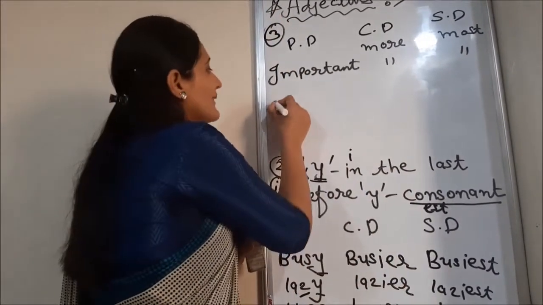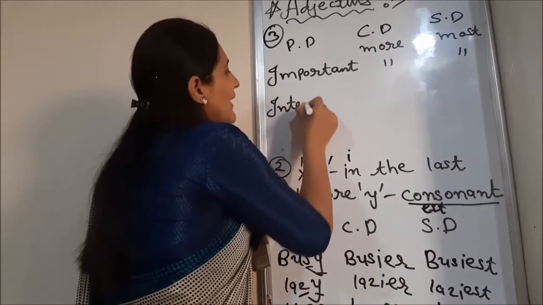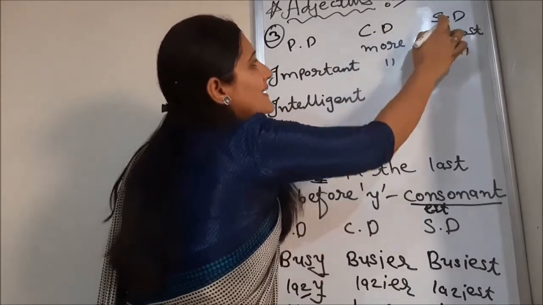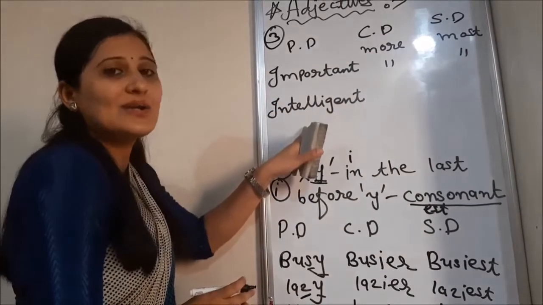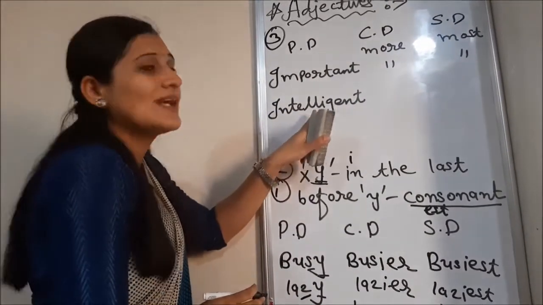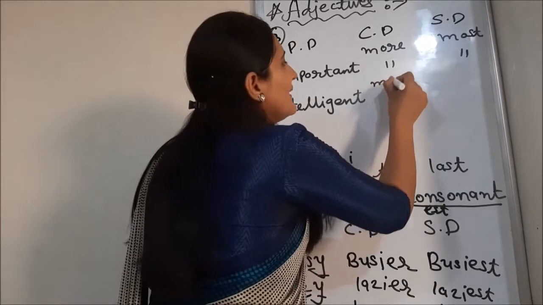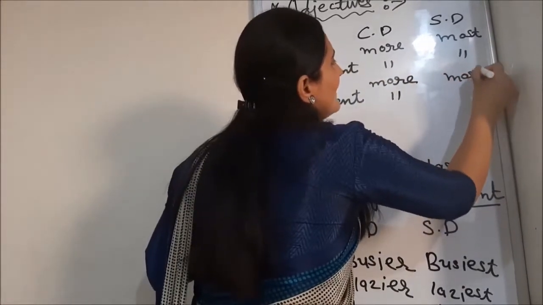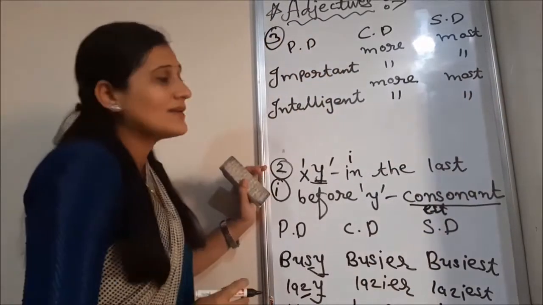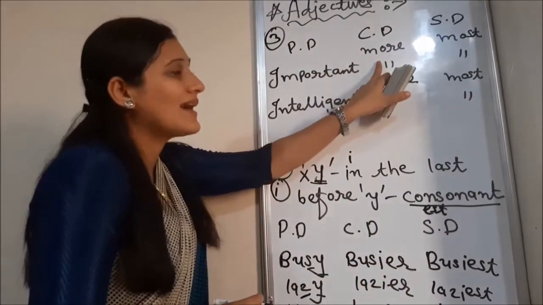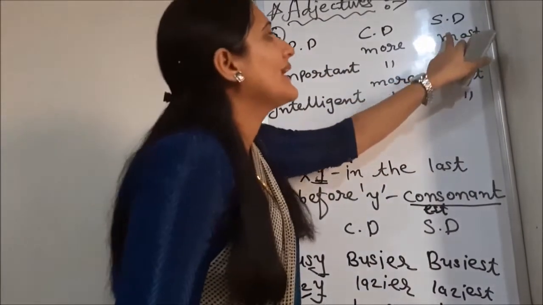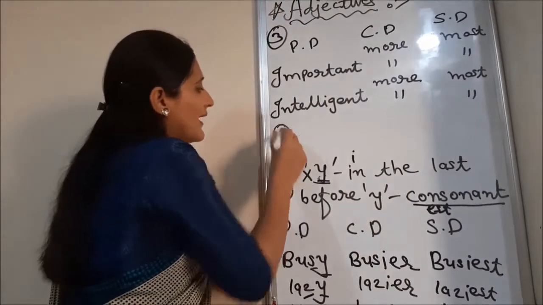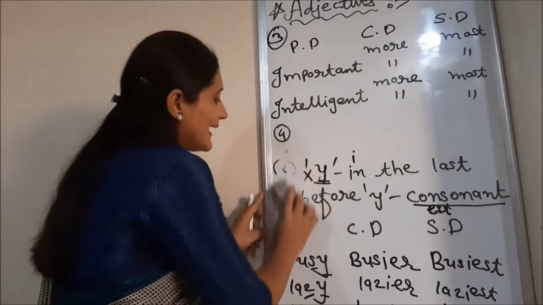Second example, intelligent. Why are we not adding ER and EST here? Because the spelling is long and the adjective is long. So here we will write more intelligent, and here we will write most intelligent. We will not write ER in comparative. We will not add EST in superlative, right? This is the third rule.